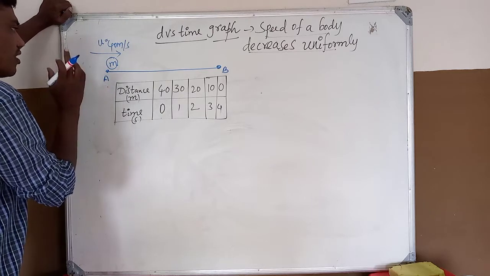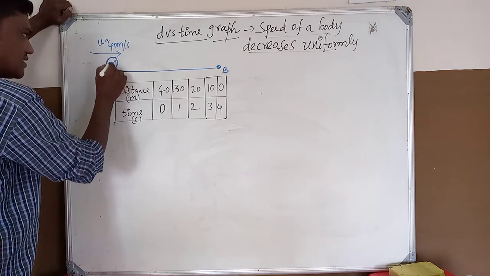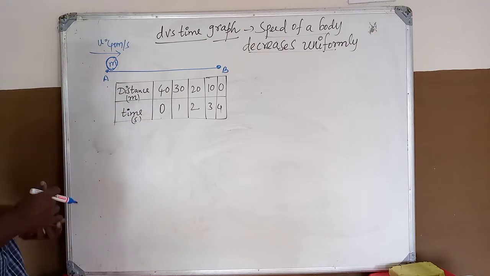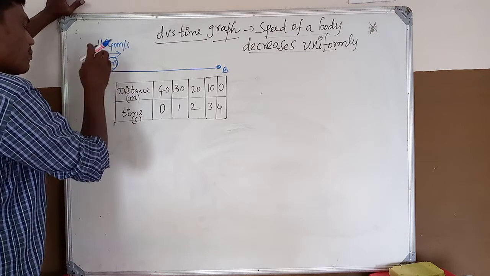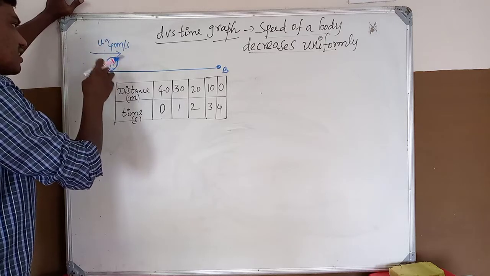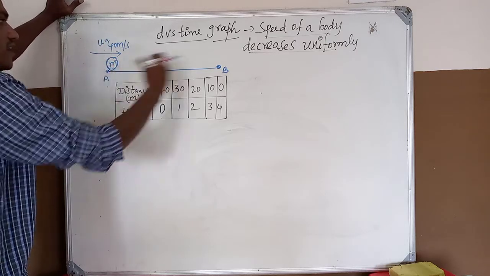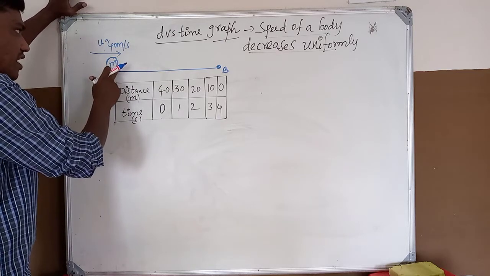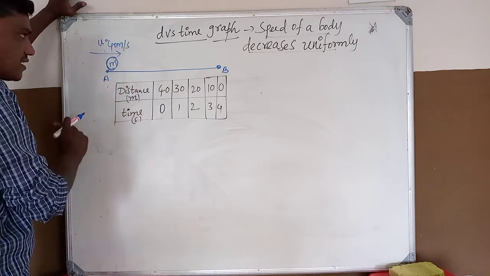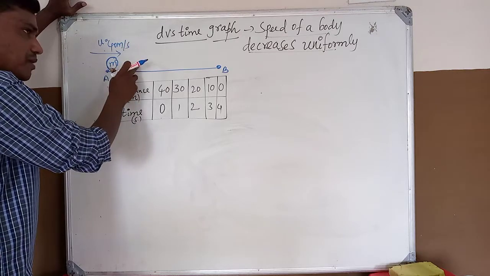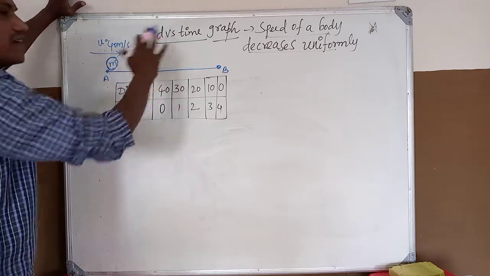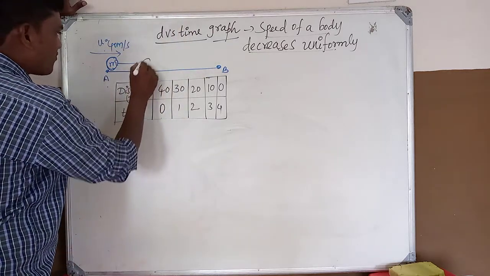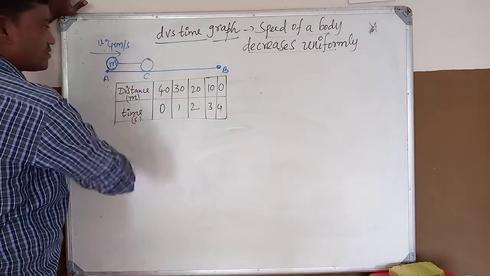So let us consider a body of mass m. Initially it moves with 40 meters per second. Now if some opposite force acts on the body, in place of m we can say a vehicle moves with 40 meters per second. The driver applies the brakes, the speed of the vehicle decreases and finally it comes to rest. Then we can say that after a certain time, position C.